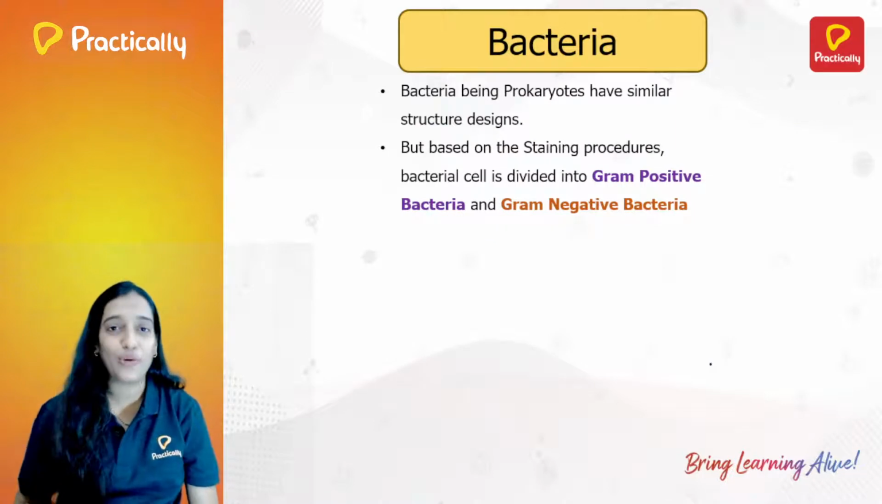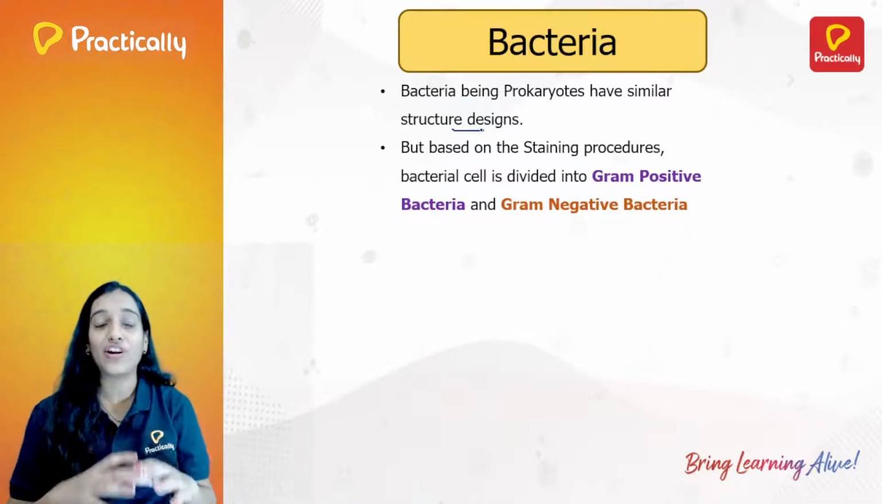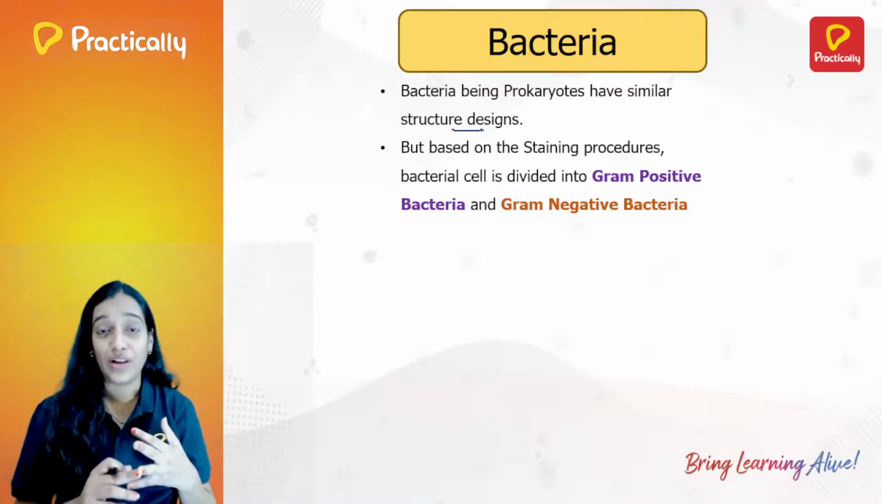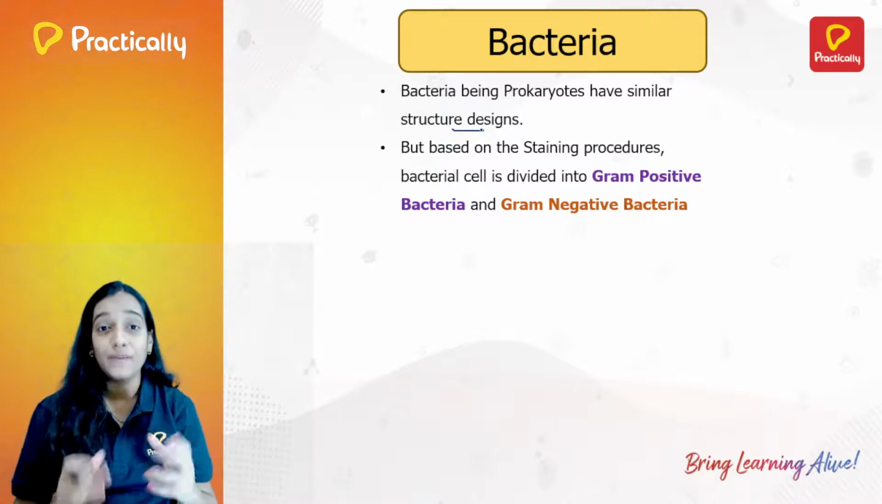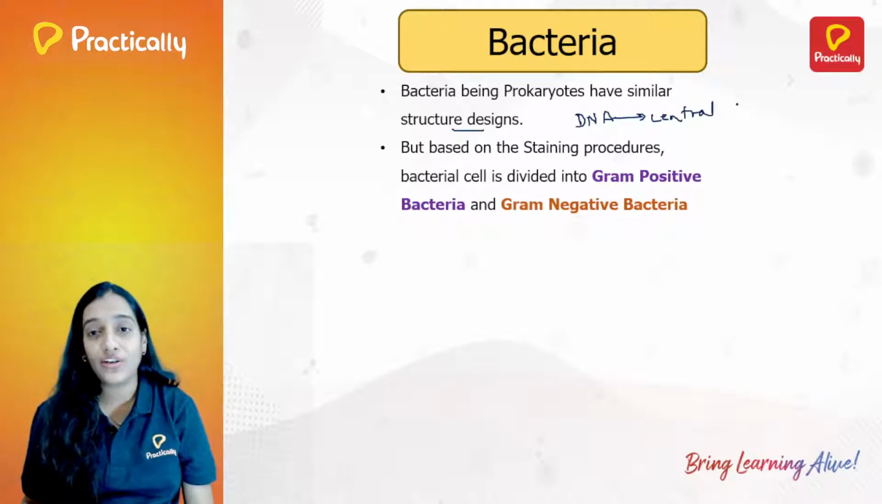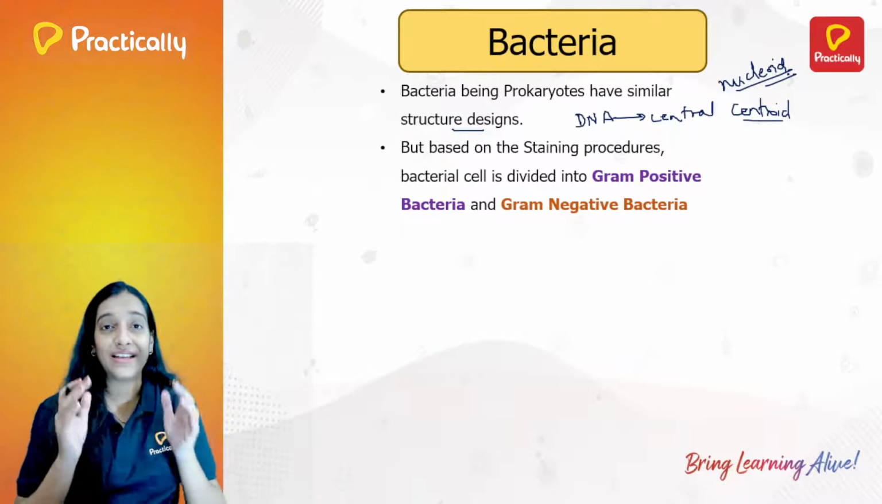So these are some of the properties of bacteria. Bacteria being prokaryotes have a similar structure design. Yesterday we saw that prokaryotes have a cell wall, a cell membrane, cytoplasm, and ribosomes. They don't have a nucleus, but they have nuclear material known as DNA. DNA is present in the central part known as the nucleoid. We heard this term, right? So this is where the DNA is present.